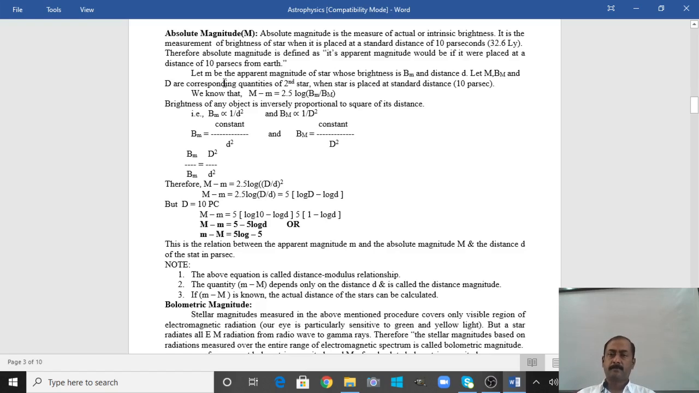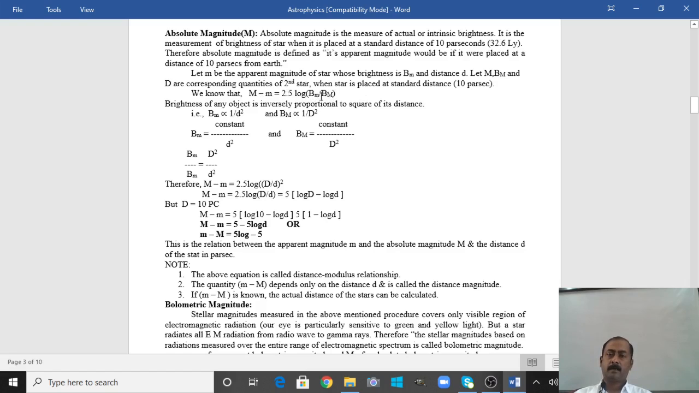Let m be the apparent magnitude of a star whose brightness is Bm and the distance is d. Let's suppose another star whose apparent magnitude is capital M, whose brightness is capital Bm and the distance of the star from the earth is capital D. Therefore, we know that m minus M is equal to 2.5 into log of Bm by capital Bm.